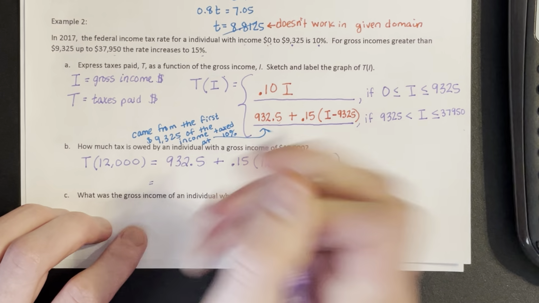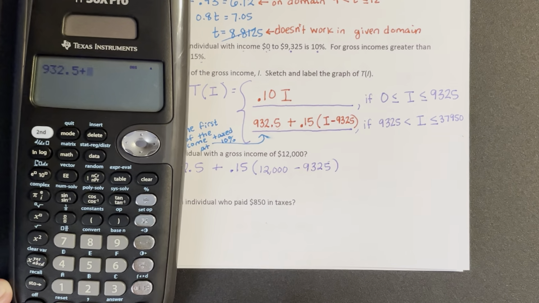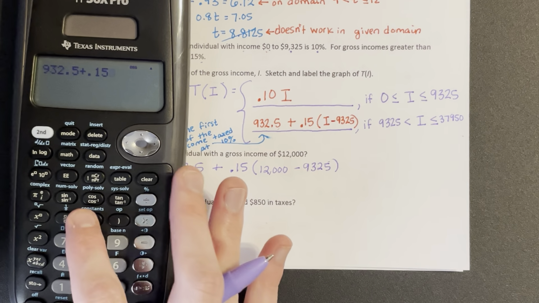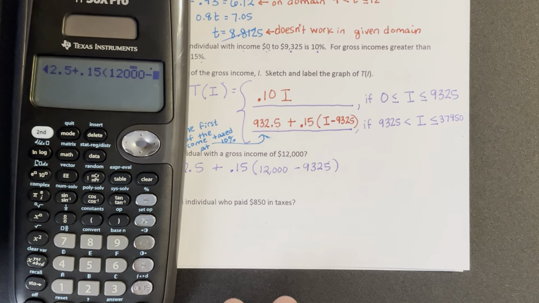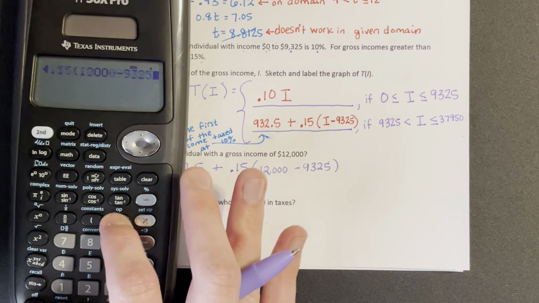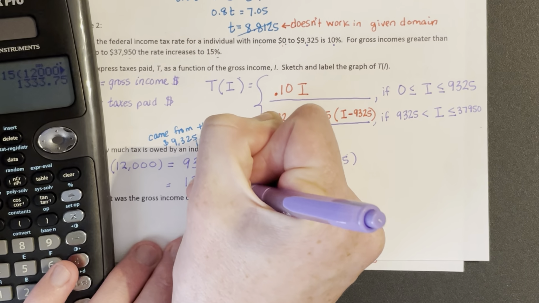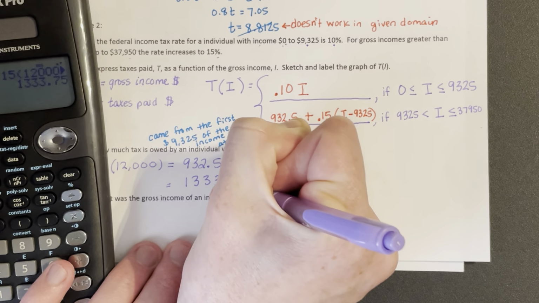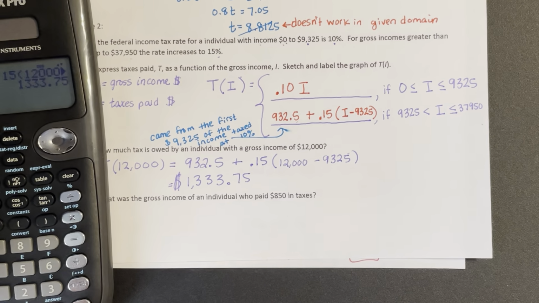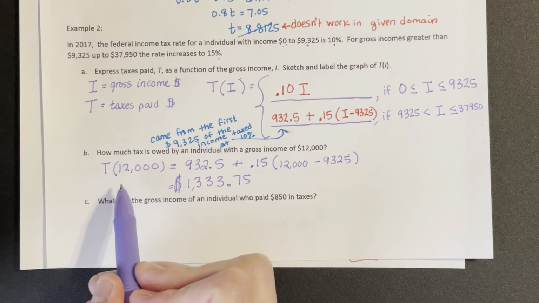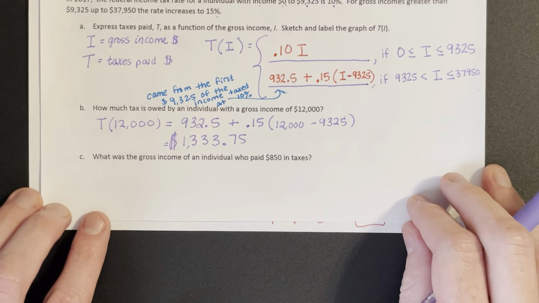If I put this on my calculator, 932.5 plus 15%, so 0.15, of 12,000 minus 9,325 gives me 1333.75. So an individual who has $12,000 gross income pays $1,333.75 in taxes.